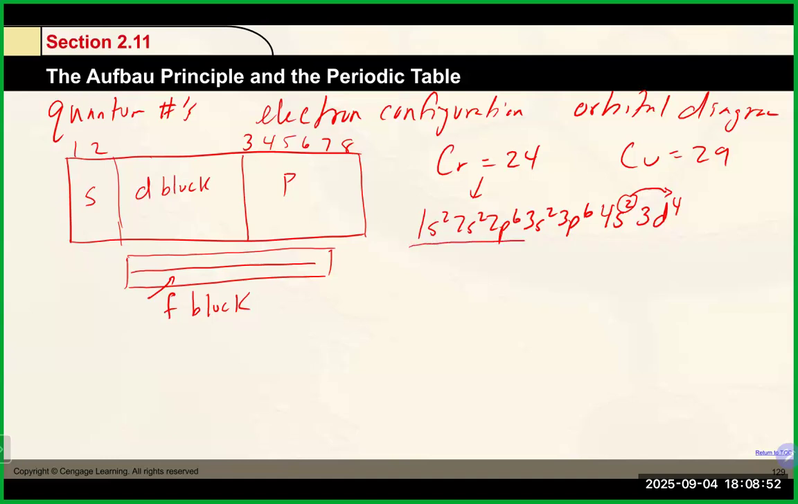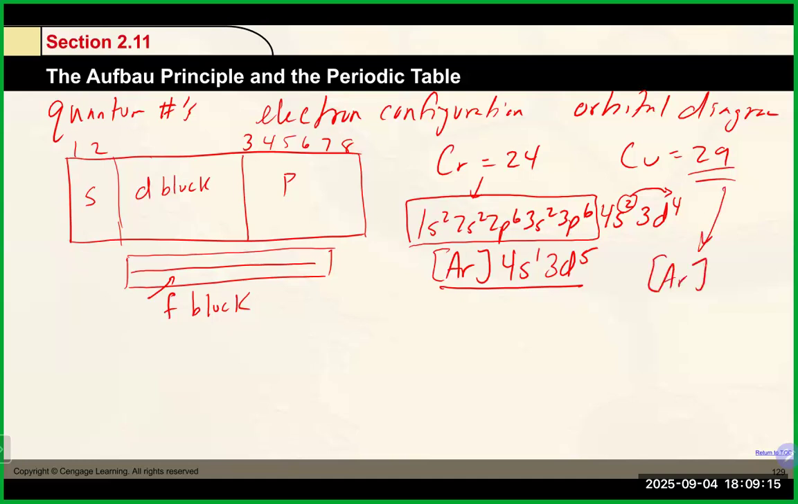Also, we talked about shorthand, if you will. Remember that up to here is about 18 electrons, and that is argon's configuration, and it would be 4s1, 3d5 that is the correct electron configuration for chromium. Copper has pretty much the identical exception, and copper is argon 4s1, 3d10. Once again, they're able to do that because those orbitals, the 4s and the 3d, are very close in energy. And so it doesn't take a lot for them to move up an energy level.